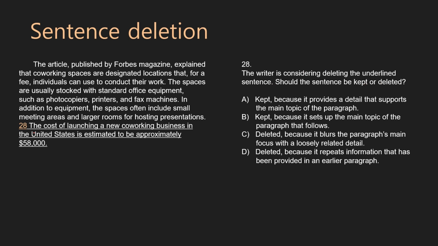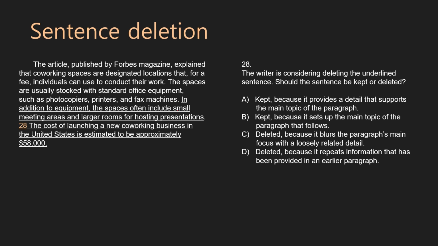Here's the underlined sentence. The cost of launching a new co-working business in the United States is estimated to be approximately $58,000. Blah, blah, blah, blah. All right. Does it belong here? Should I read the whole passage to decide? No. As you've probably guessed, I should read the sentence beforehand. In addition to equipment, the spaces often include small meeting areas and larger rooms for hosting presentations.